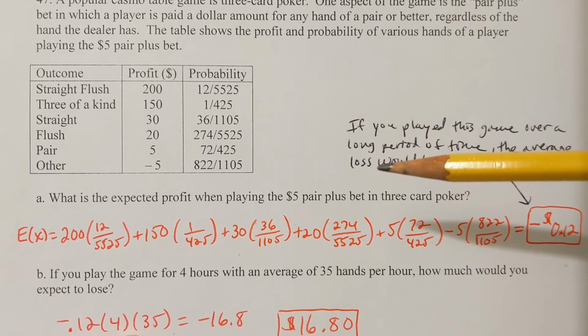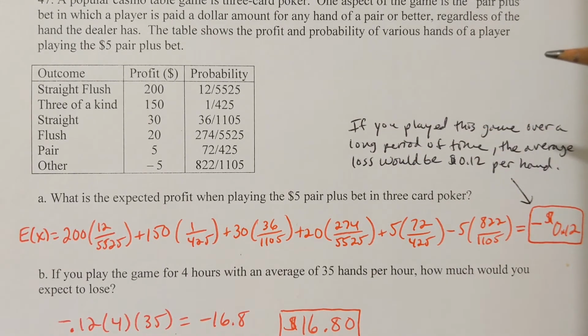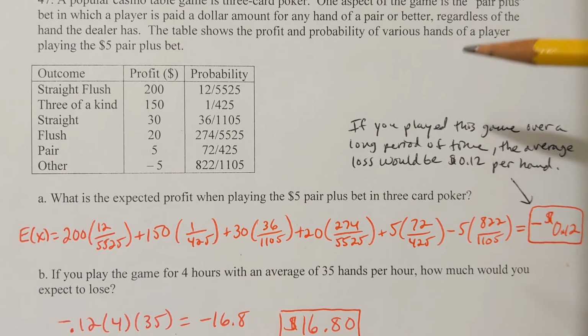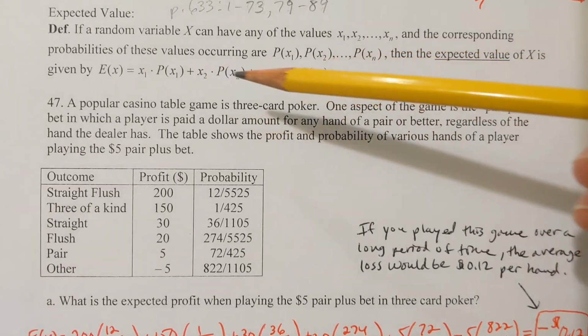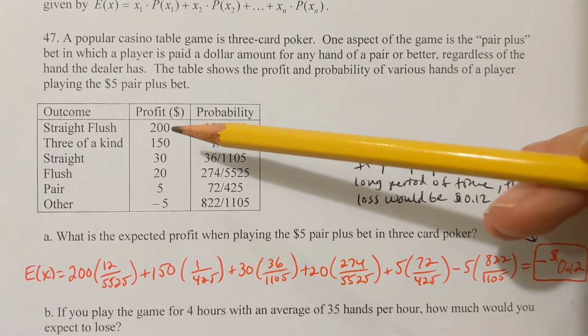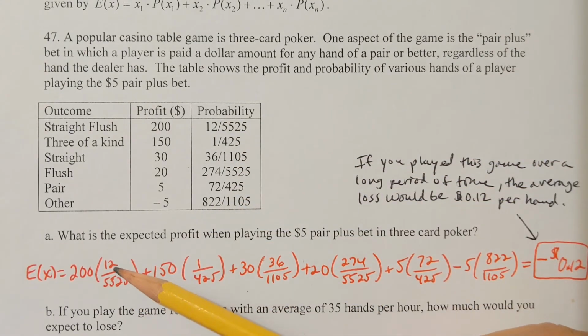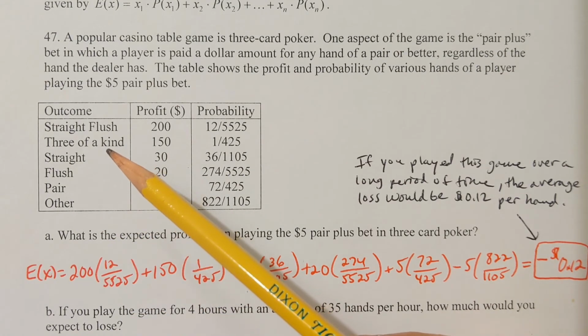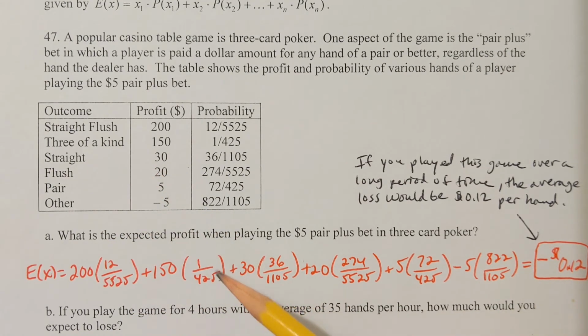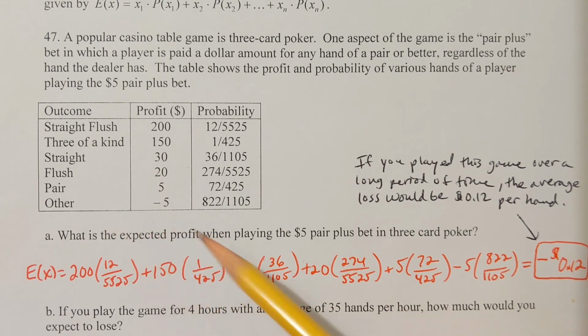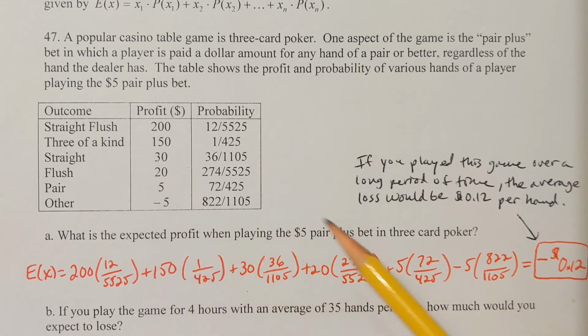Part A, what is the expected profit when playing the $5 pair plus bet in 3-card poker? Using the formula up here, I'm going to take each value, which is the profit, the dollar amount, times the probability. So the probability of getting a straight flush, plus the probability of getting a 3-of-a-kind, plus the probability of getting a straight, plus the probability of getting a flush, plus the probability of getting a pair, plus any other.